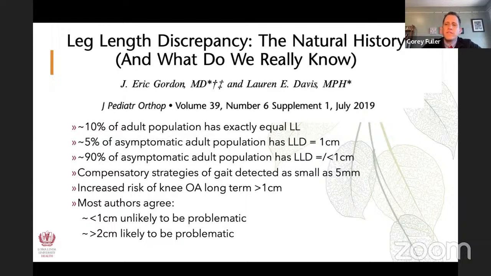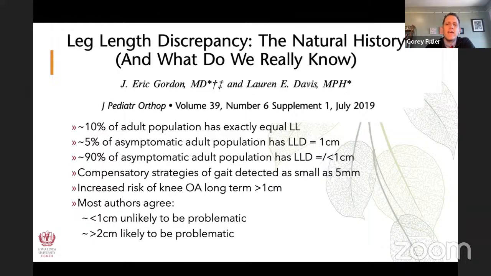This was a really good study that was done in our world, the limb lengthening world, looking at the natural history and what do we really know about how common these are? And it's actually really interesting. Having exactly the same leg lengths from your right leg to your left leg is actually quite rare. It's only about 10% of the population that is spot on, equal down to the millimeter. Which infers that 90% of us differ. This study was done in asymptomatic adults. So these are adults walking around that have never had any problems or known to have a leg length discrepancy.